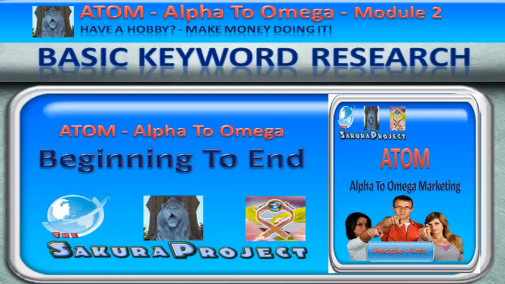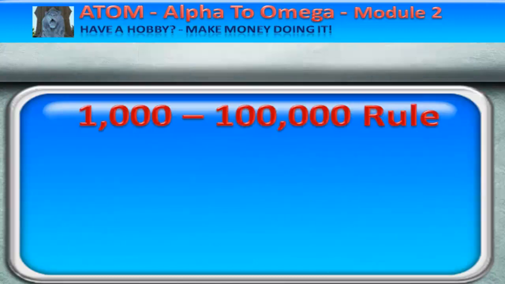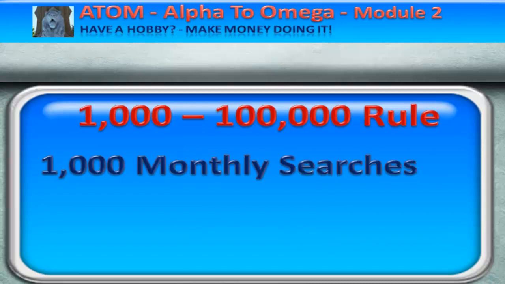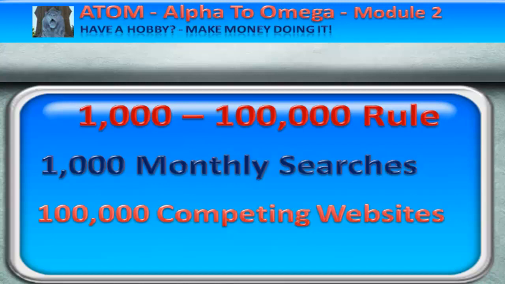What we're going to be talking about in this lesson is the 1,000, 100,000 rule. What the 1,000, 100,000 rule means is if at least 1,000 people search on a certain keyword phrase and there are less than 100,000 competing websites, then you should be able to get on the front page of the search engines within a few days if everything is done properly. The 1,000, 100,000 rule is very basic keyword research.